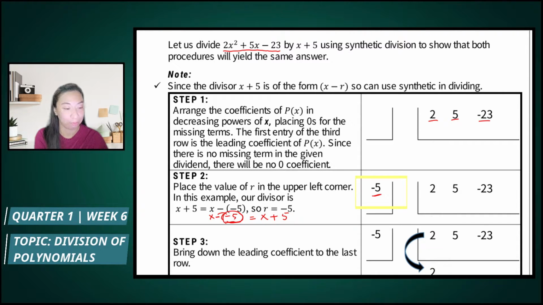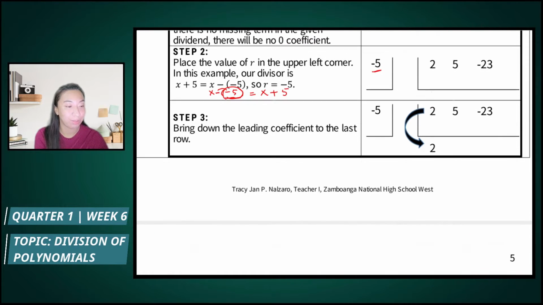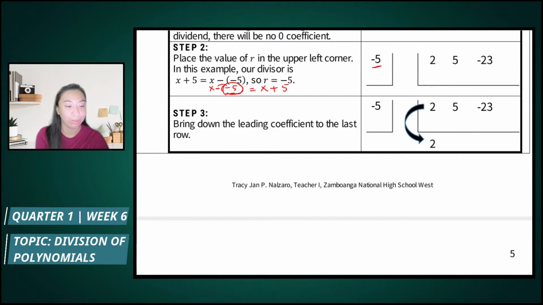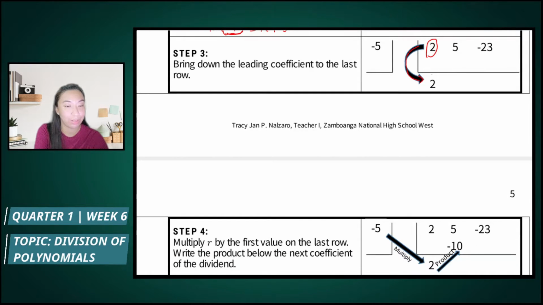Once we have the value of r, we are going to place it on the upper left corner of our solution. After identifying the numbers that we are going to manipulate, the next step is to start with our solution. Step number 3. Bring down the leading coefficient to the last row. Our leading coefficient is 2, so we bring that down and write 2 there. That's step number 3.